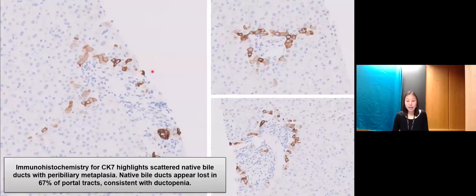And what that does is that it can highlight where your native portal tracts are, so that you can more readily identify whether or not there's bile duct loss. And so you can see that on the right-hand side, where maybe if you're screening through this biopsy, you might pass over these areas as potentially other structures, but this peribiliary metaplasia really does identify these as portal tracts that should be having native bile duct structure, so we can have a lot more confidence that in many of these portal tracts, those native bile ducts are in fact lost.